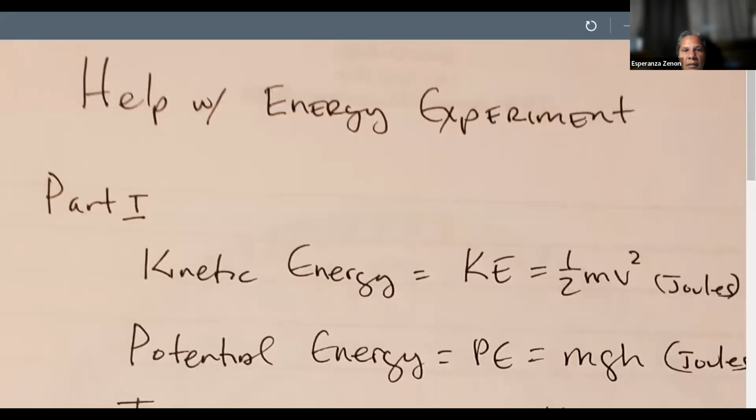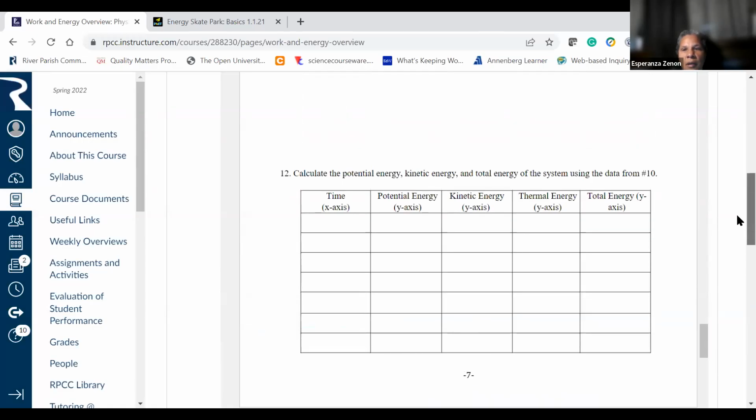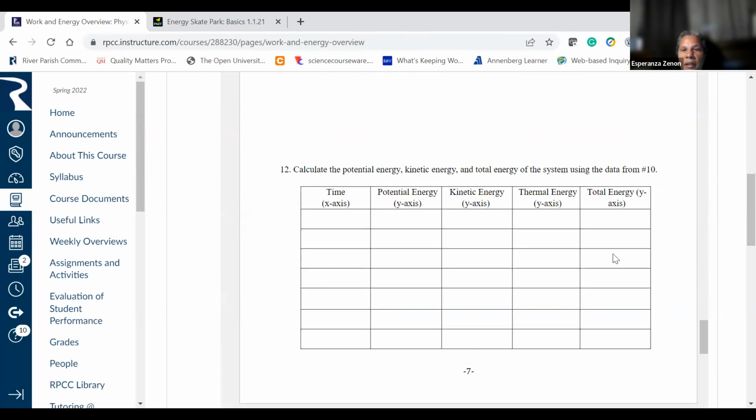Let me share this, and then I'll minimize this. So in this experiment handout, notice you can calculate these values using the formula that I gave. This total energy is always the same. M times G times 6 meters. It's always the same. But to get this one, you have to subtract out these two from this.